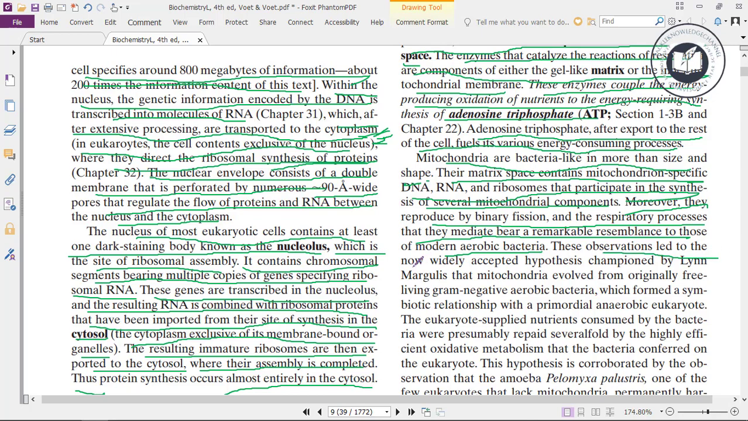These observations led to the now widely accepted hypothesis, championed by Lynn Margulis, that mitochondria evolved from originally free-living gram-negative aerobic bacteria, which formed a symbiotic relationship with primordial anaerobic eukaryotes.